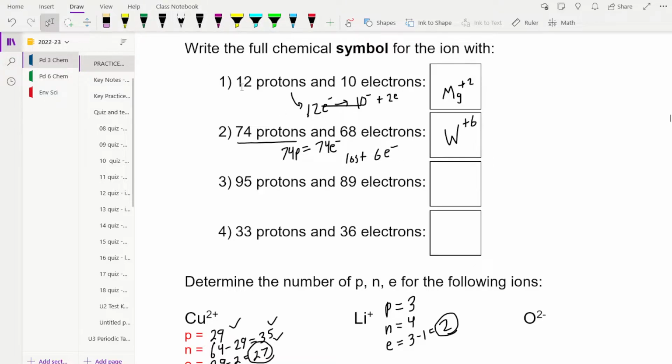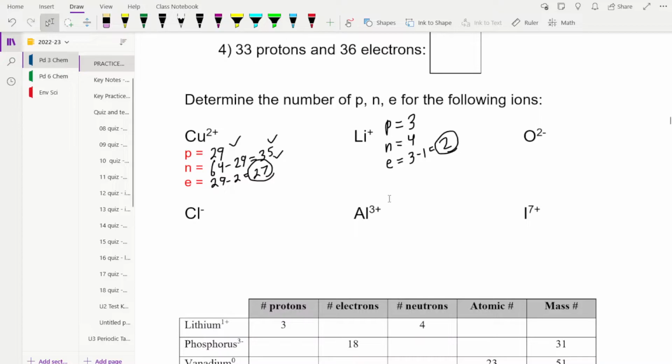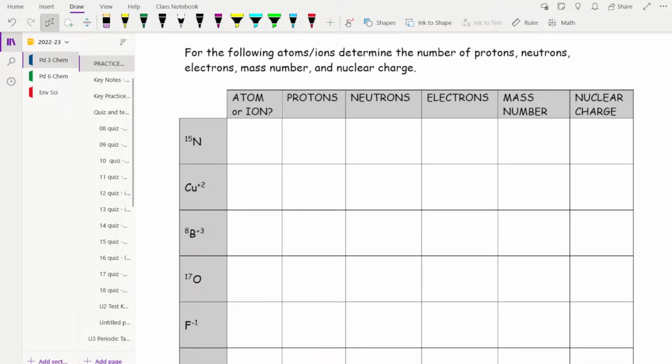So now we're shifting to where we have to deal with ions. Here's some examples from here. All right, let's take a look at some of these. Let's take a look at copper. Choose a color here. Atom or ion? It has a charge, so it's an ion. Protons, just look at copper on the reference table.